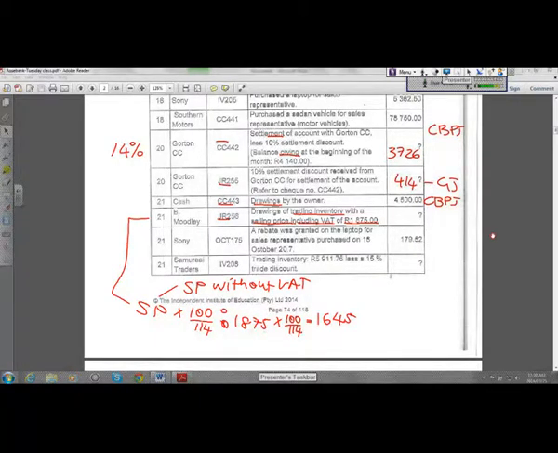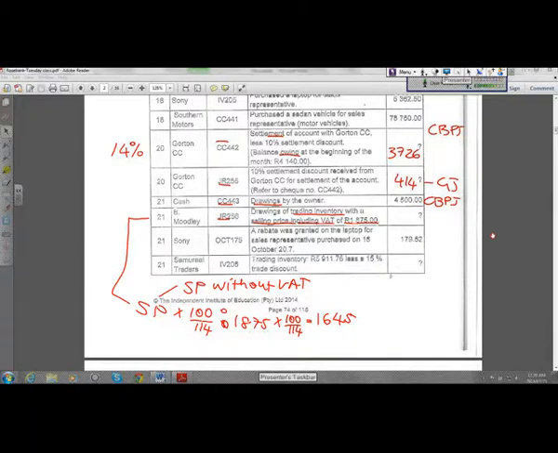Now the question is, if the owner is taking inventory from the business for personal use, are we going to record that inventory at the selling price or at the cost price? We have to record it at cost, because we are not selling. It's only when we sell that we will use the selling price.